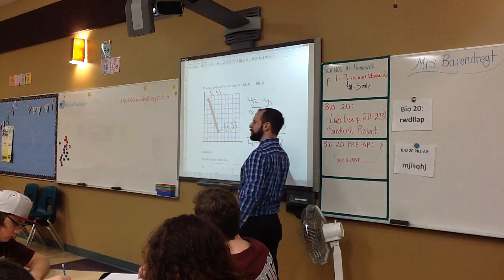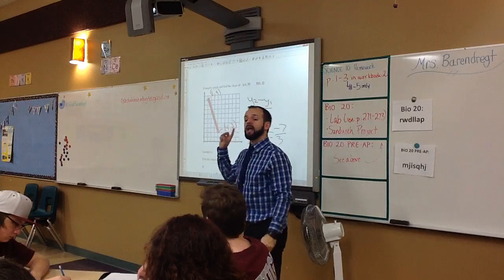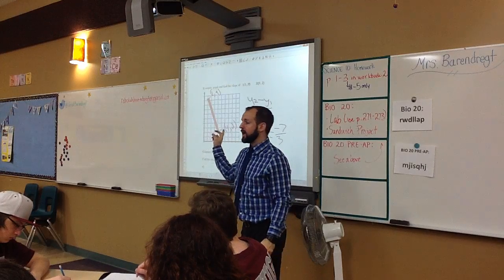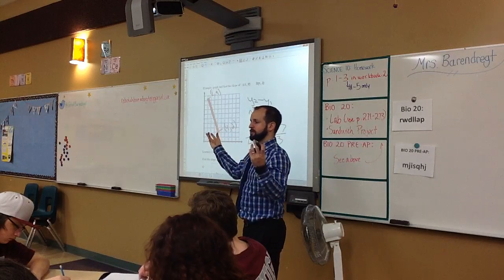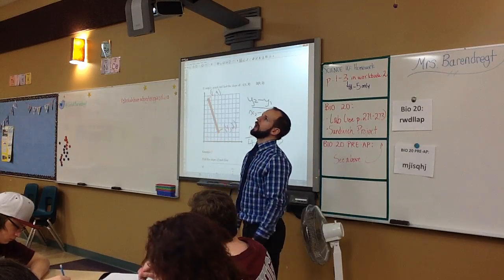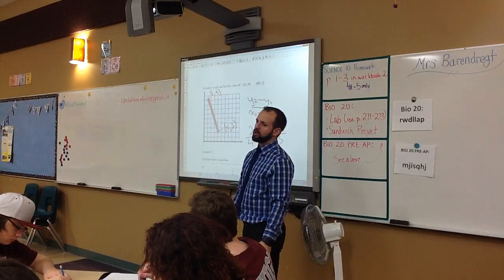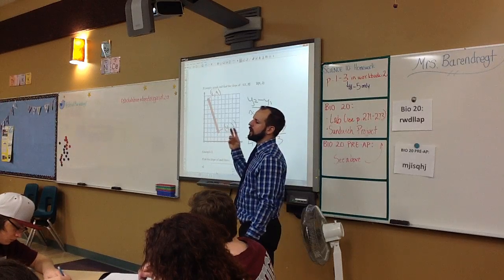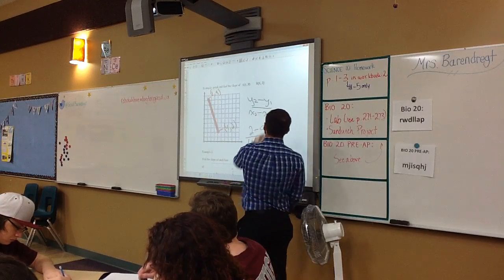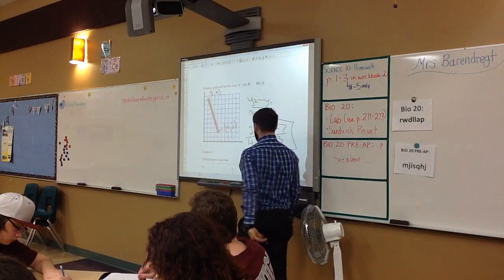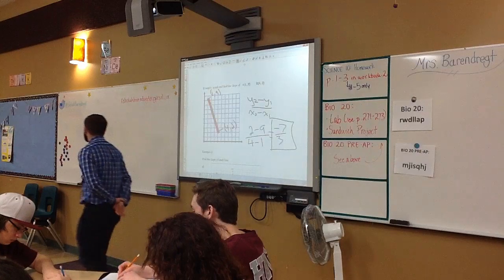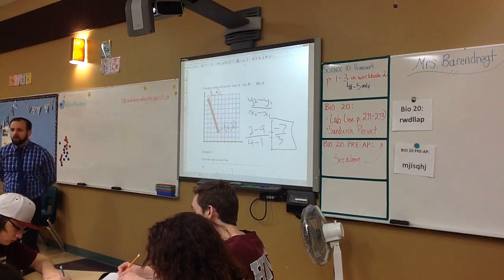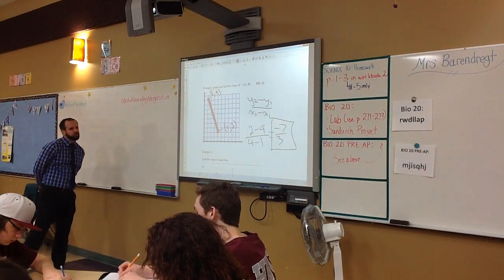Can I reduce that any further? No. Is it okay to leave it as a fraction? Why? Do I like fractions or do I like decimals? Fractions are way better. Okay, fractions are more accurate, and it's actually a lot easier to figure out my rise over run. Keep it as a fraction. Does it make sense that the slope is negative? Why? Why should it be negative, Heather?